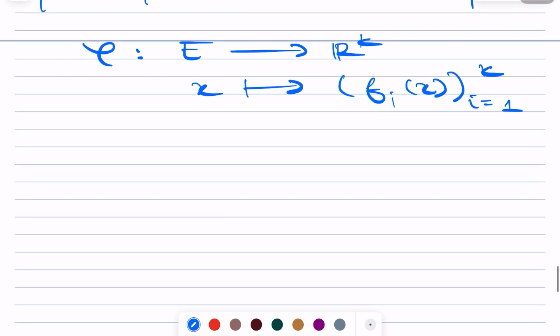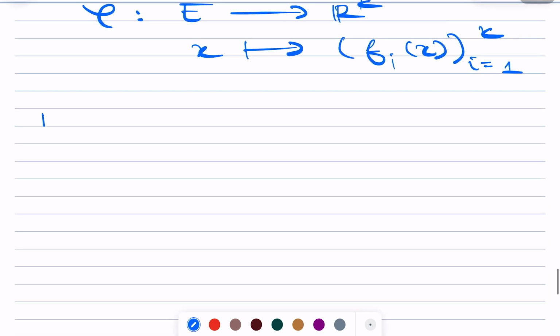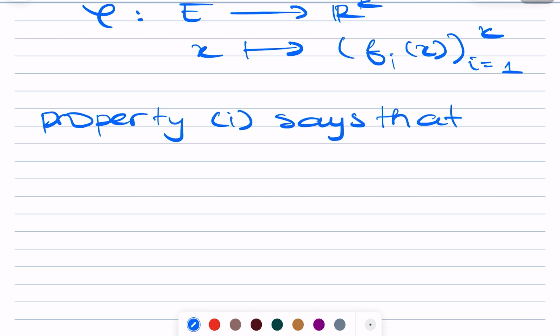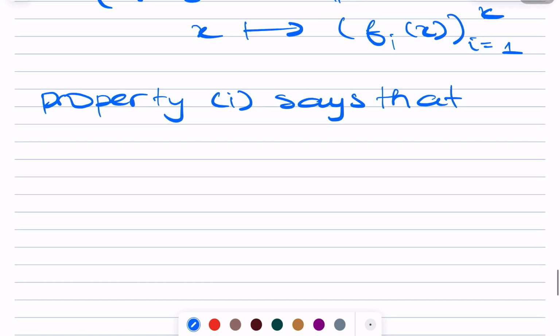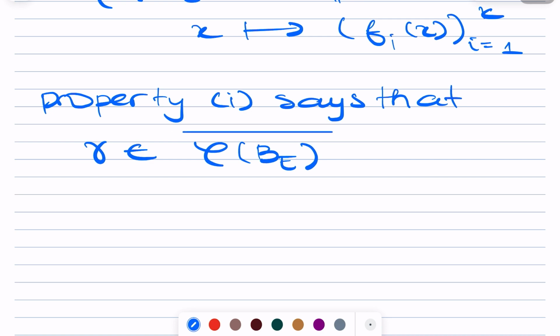So property 1 actually says that, you want to prove property 1. This is just to remind you of what we want to prove. So property 1 says that gamma belongs to the closure of phi of B, the closed unit ball. Let me just remind you of what it means.